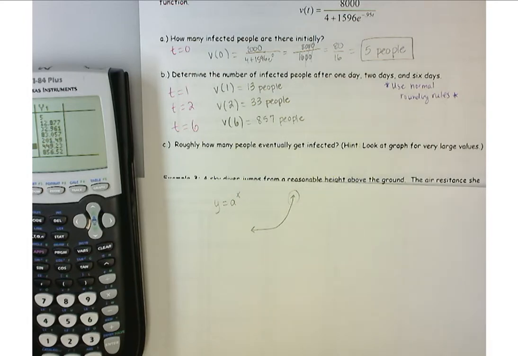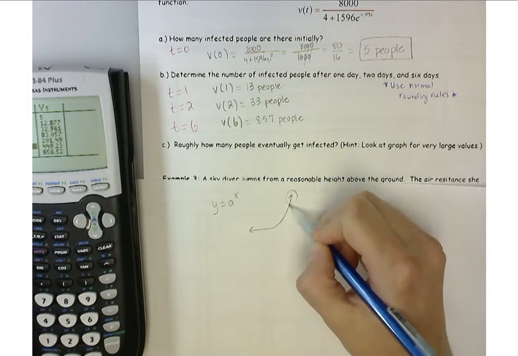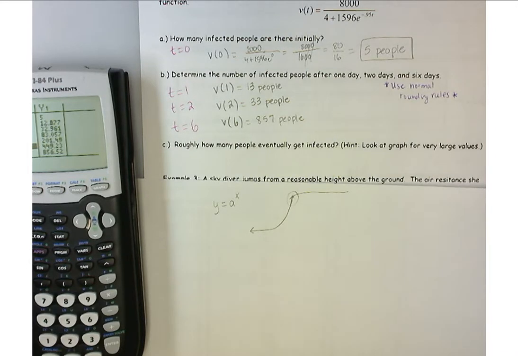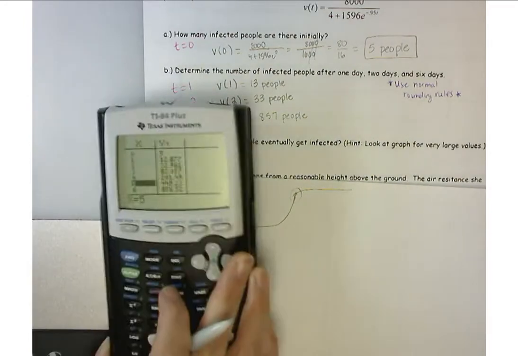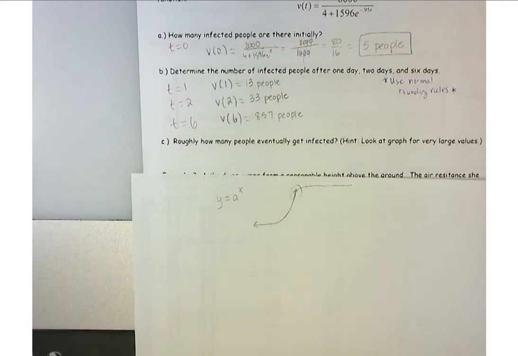Okay, so based on what we were talking about, it's not going to go to infinity. Eventually, what's going to happen is this is going to level off. So it's going to reach a maximum value of the number of people it infects, and then hopefully it'll stop. To find this, you can look at your graph, and I want you to just graph it on your standard window right now, which most of you already have it on, right?